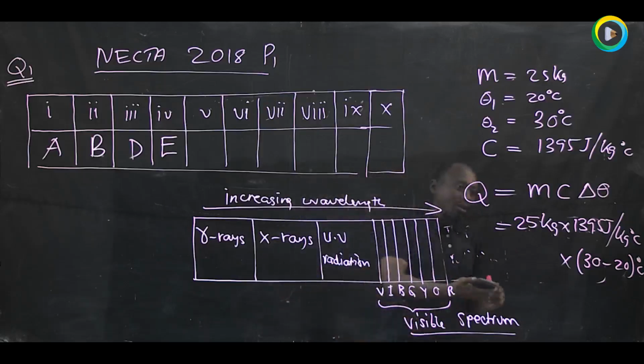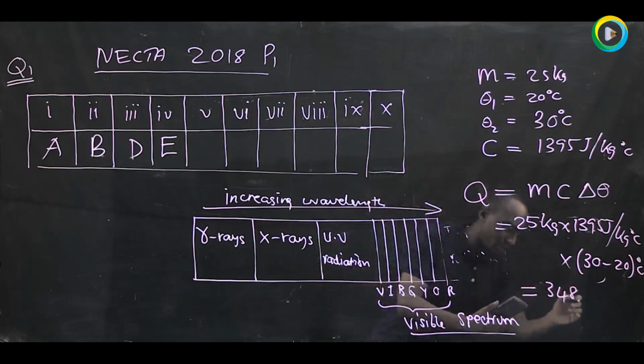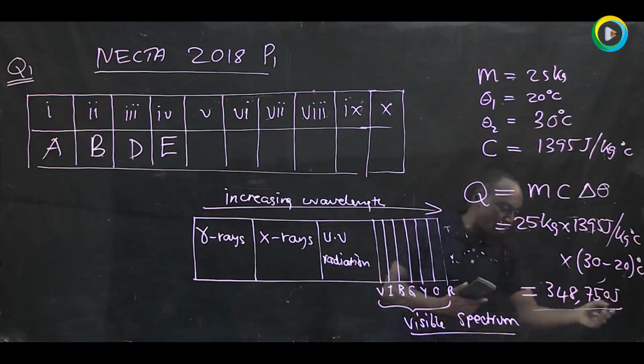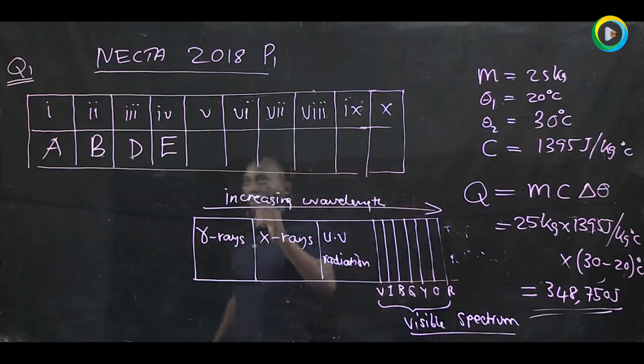Using a calculator, we have 25, you multiply by 1395, you multiply by 30 minus 20. We are going to have 348,750. Quantity of heat measured in joules. Now, in your multiple choice, we have A, 1,743,750, and B, 348,750. B is our answer. B.